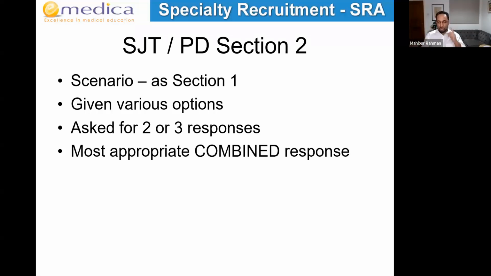Key thing in section 2 is the word and. The 3 things that you pick need to go together to make one response. If you pick A, B, C, you're saying A and B and C together is one answer. Okay, so let's look at the section 2 question. Here we go.